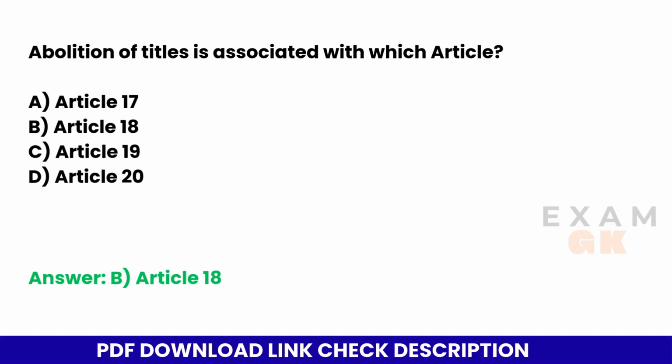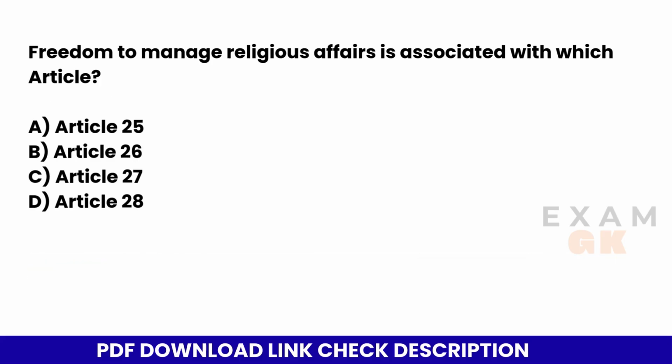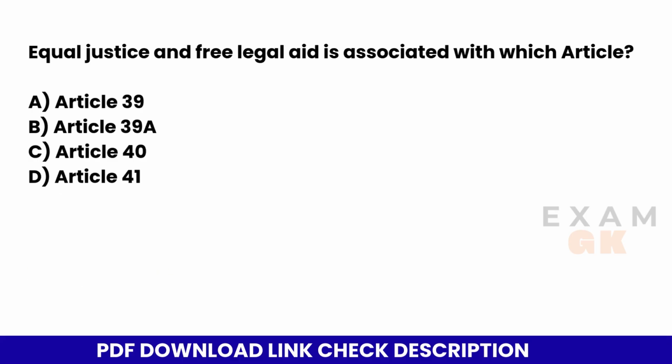Answer B. Article 18. Abolition of untouchability is associated with which article? Answer B. Article 17. Freedom to manage religious affairs is associated with which article? Answer B. Article 26. Equal justice and free legal aid is associated with which article?